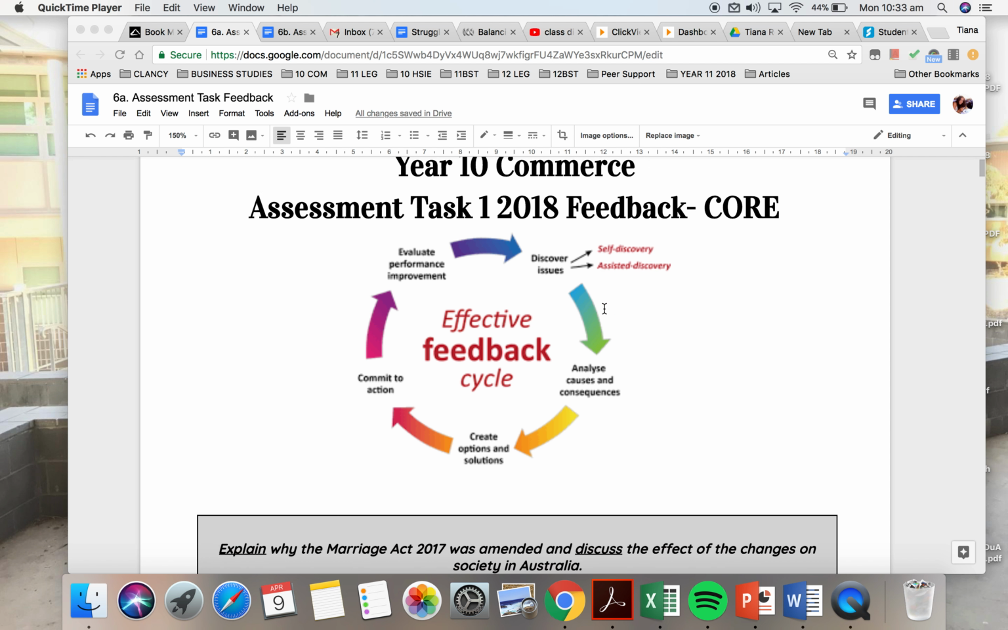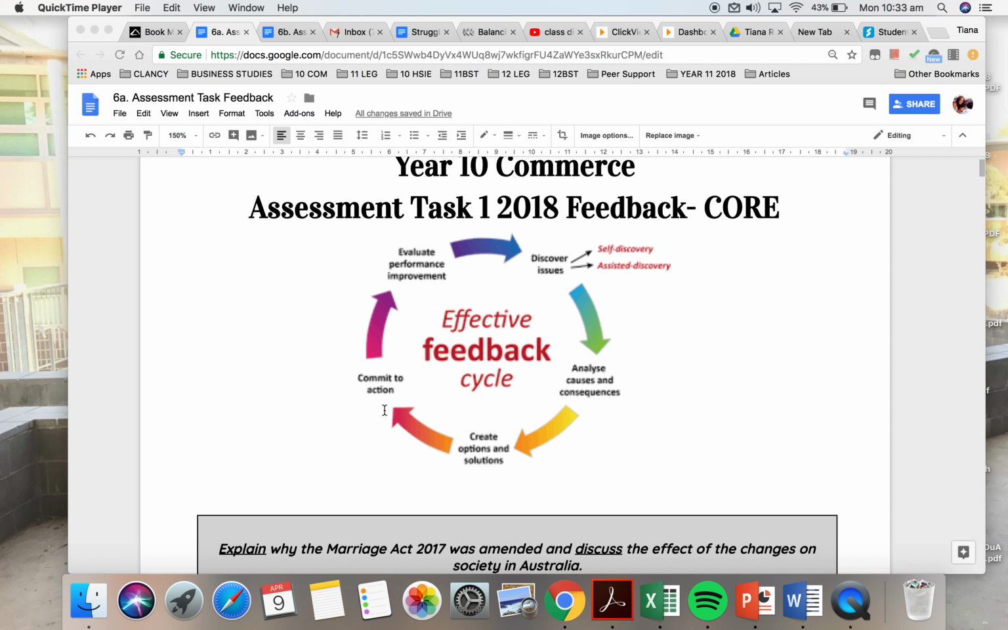We then look at analyze the causes and consequences of those errors. How far down on the grade scale did that take you because your writing may not be at a sophisticated level? Then we look at options and solutions. What can we do to fix it? Okay, then we commit to an action.